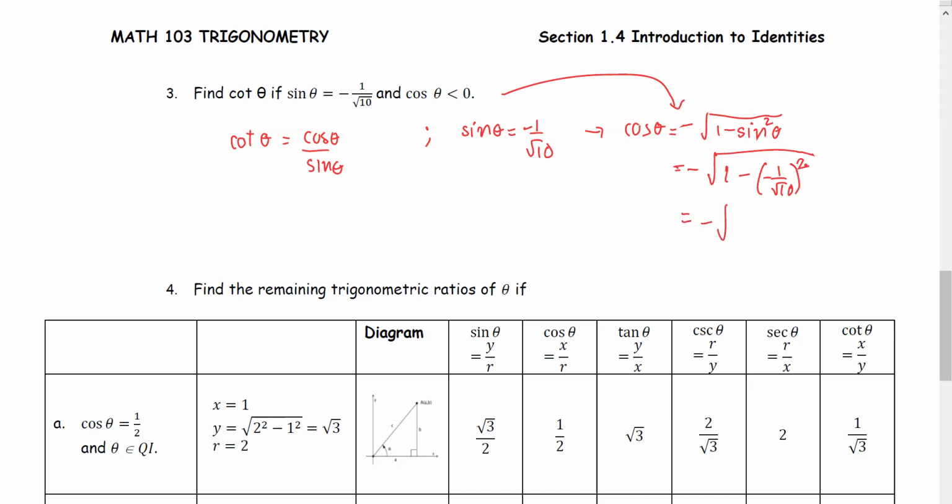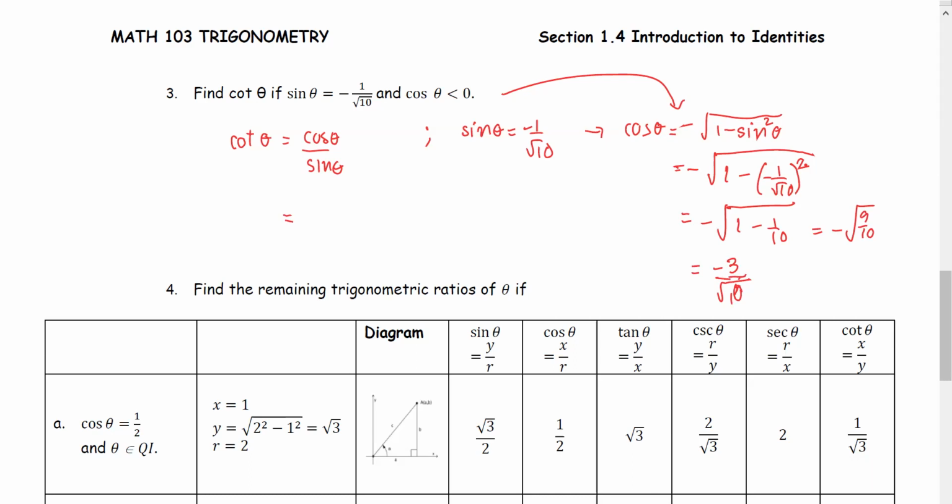Simplify the number. We have 1 minus 1 over 10, or square root of 9 over 10. Simplify square root 9, which becomes 3. We have numerator negative 3, denominator square root 10. And then bring it back to compute the cotangent theta.